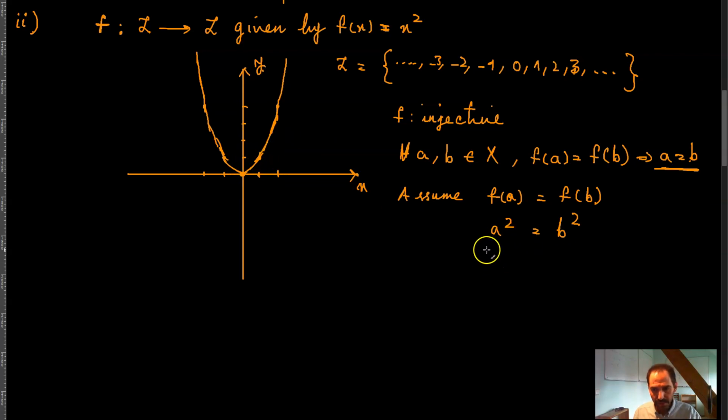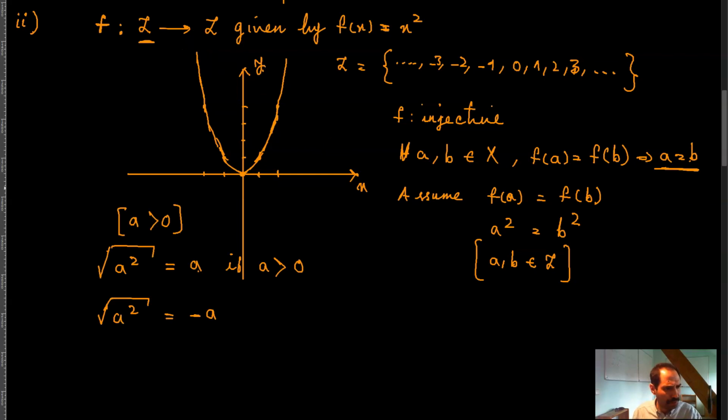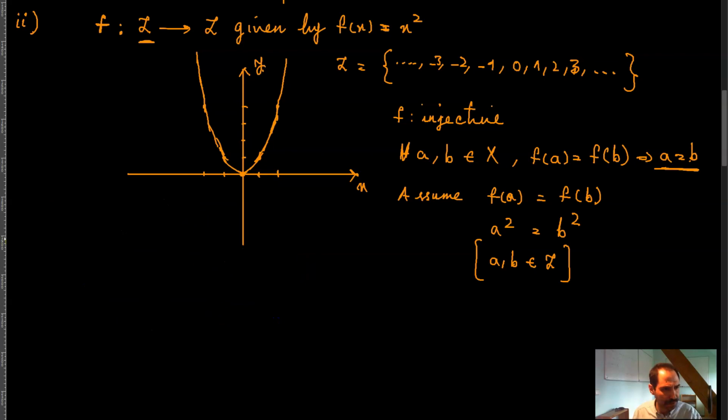Now here, since a and b both belong to the set of integers, as we know from here, that means that a and b can be positive, can be negative, can be zero. So now the problem is that, suppose that you write this, you know that, for example, 3 squared is equal to 9. Negative 3 squared is also equal to 9.